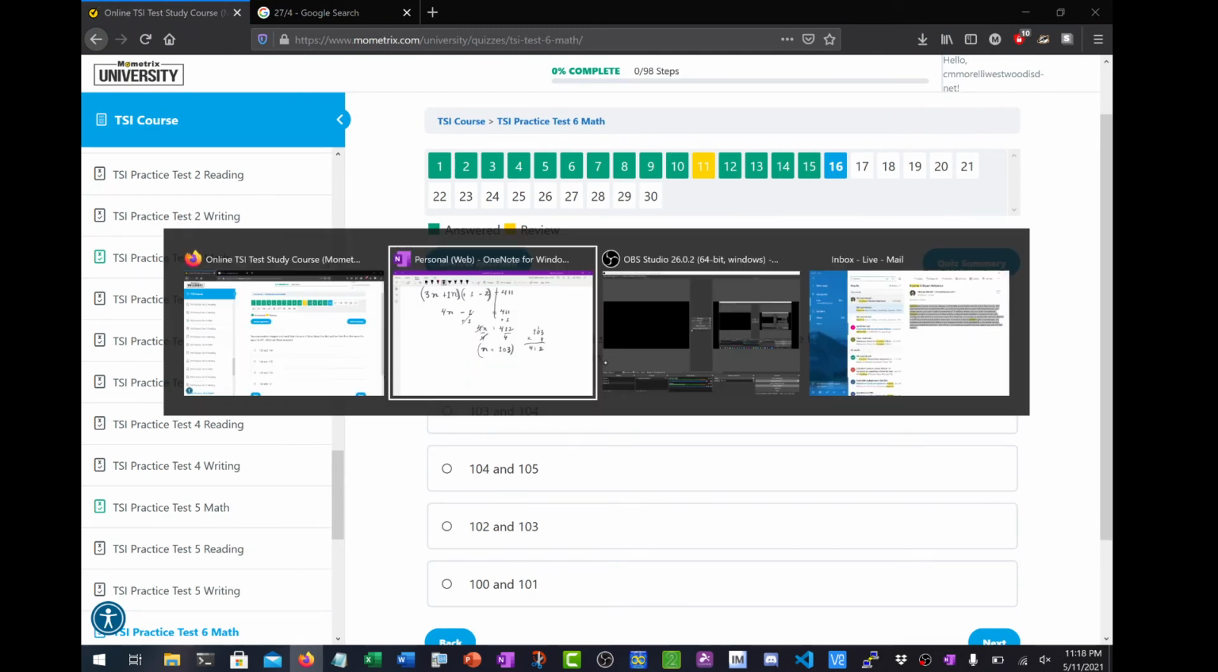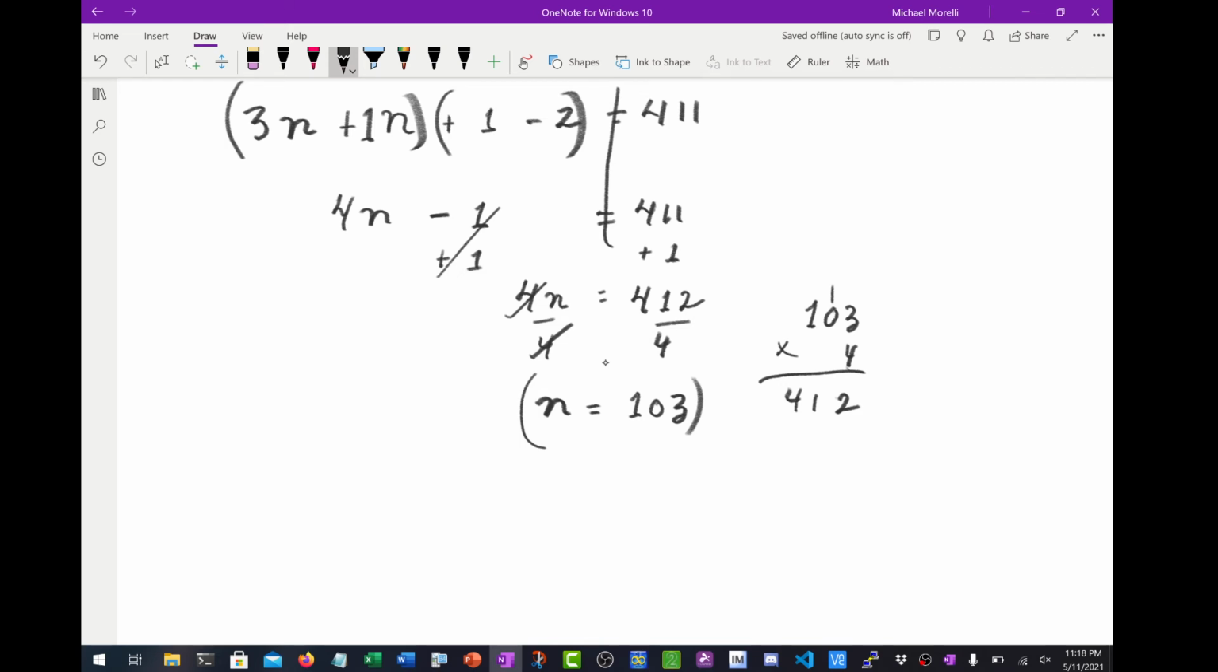It wants to know what the integers were. So remember it's n and then n plus 1. So if n is 103, then n plus 1 is 104. So it's 103 and 104.